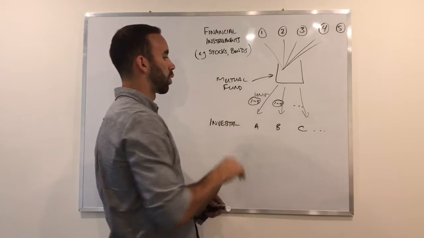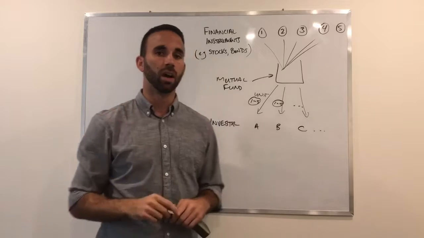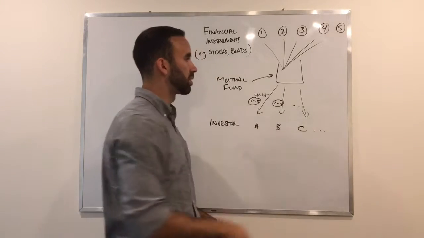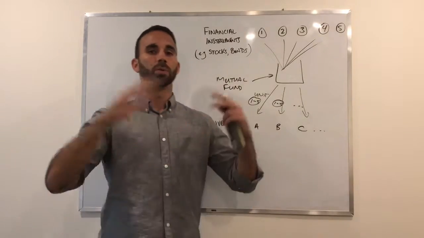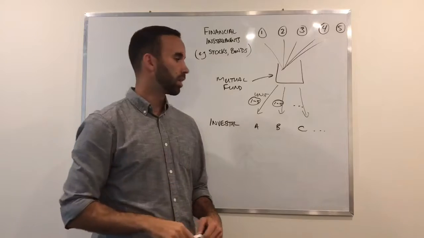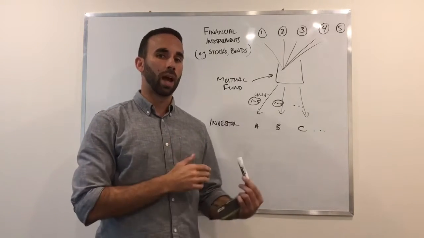The word mutual, of course, comes from the fact that this collection of securities, this basket of stocks and bonds, for example, is mutually owned by a whole bunch of investors. And if we take this simple example and we expand it to include hundreds of securities, stocks, bonds, that kind of thing, and possibly thousands of investors, that's more like what happens in reality.